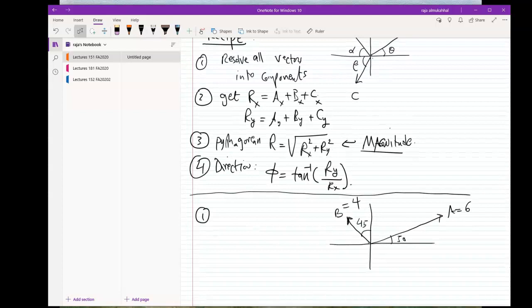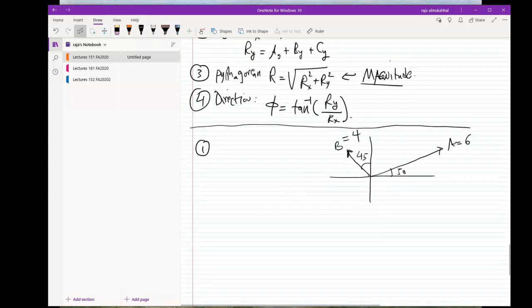Resolve all vectors into components. Well, before I do that, I played a trick with you. Remember I told you all angles must be written with respect to the x-axis. So I'm going to get this angle right here, not this one, because this is written in respect to the y-axis. So I can ignore this angle and use this angle, which happens to be the same. So that's the angle I'm going to be using, okay?